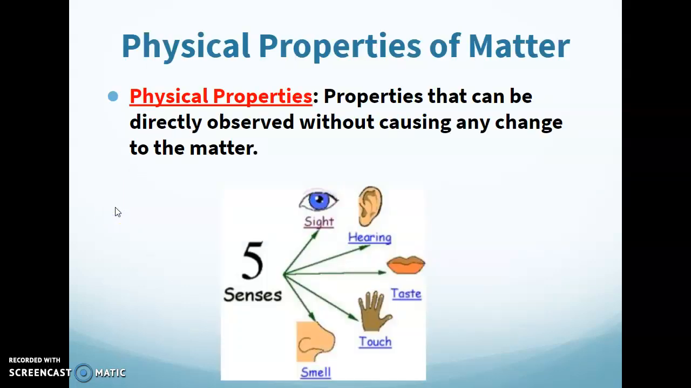Okay, so looking at physical properties of matter and what they really are. They are properties that can be directly observed without causing any change to the matter. So still at the end of the day, you still have the same substance. A lot of the times you can observe this using your five senses. Your senses such as sight, hearing, taste, touch, and smell. Now, within chemistry class, we're not going to be tasting any chemicals in labs, so we can go ahead and just eliminate that sense, but we will be observing things using sight, hearing, touch, and smell.